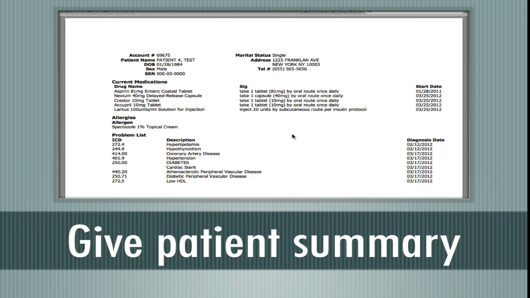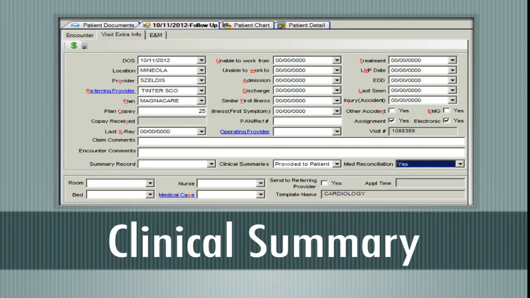And when we say we're going to give them a patient summary, we're going to give them a summary that looks like this, with their name, their list of updated medications, their list of allergies, and their medical problems, all listed. This is something they can take from doctor to doctor and improves the coordination of care. And the clinical summary again is documented on the same page.